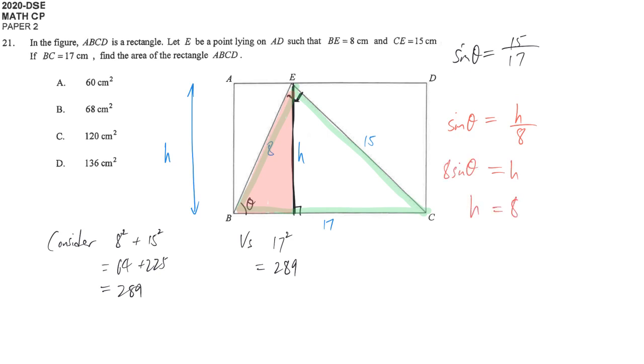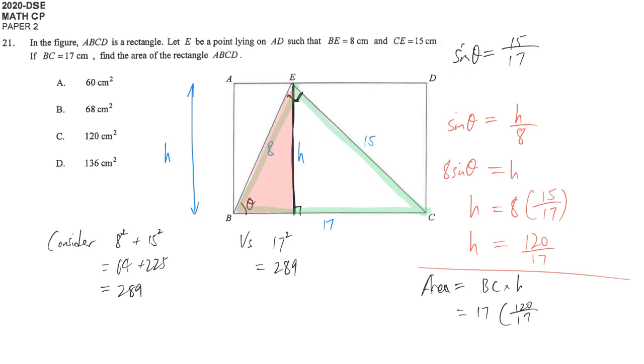And because sine theta we already found, sine theta is 15 divided by 17 because they are talking about the same angle. We have 120 divided by 17 as the height. Finally, the area of the rectangle is equal to BC times h. BC is 17 while h is 120 divided by 17. They cancel out each other and only 120 is left. Therefore, our answer is C.